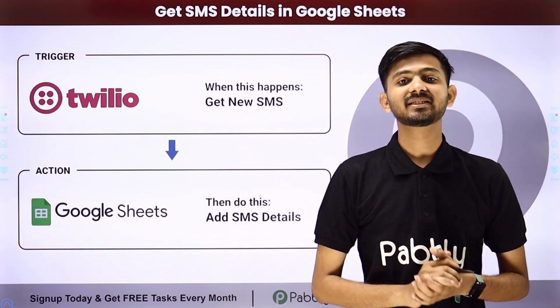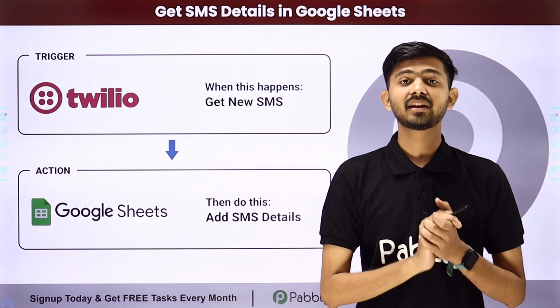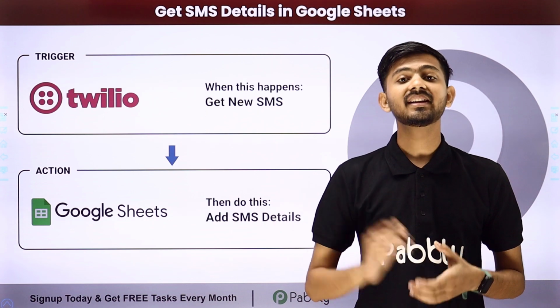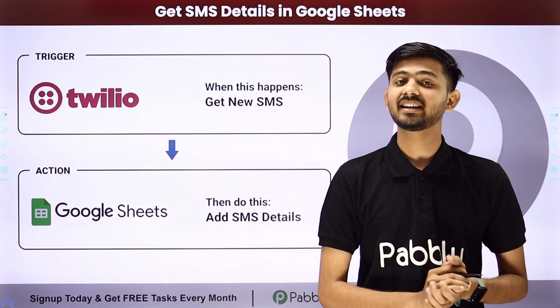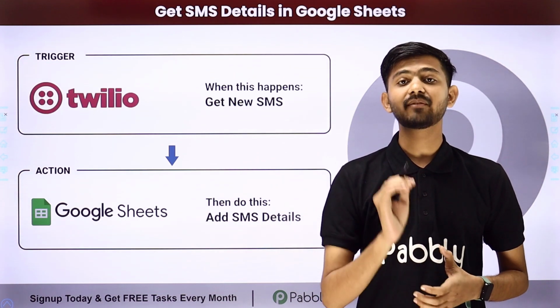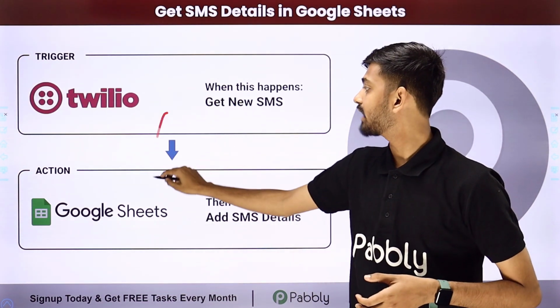So here my objective is that whenever I get a new SMS on the number that is registered on my Twilio account, then I want to retrieve the details of that SMS and I want to add these details automatically in my Google Sheet. So for that I have to build a connection between Twilio and Google Sheet.